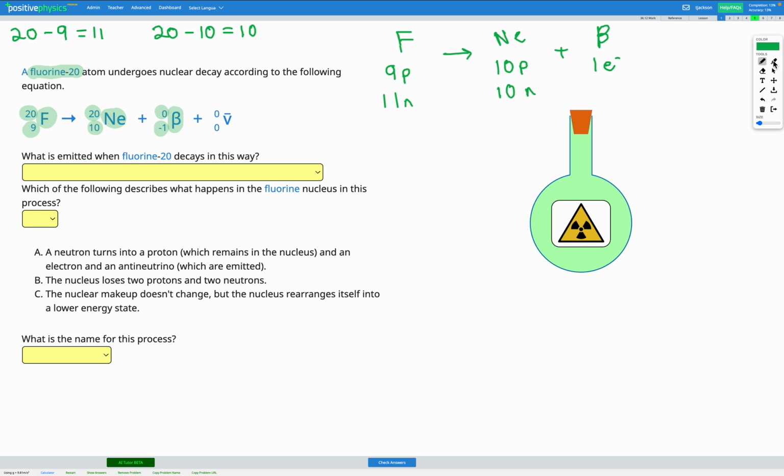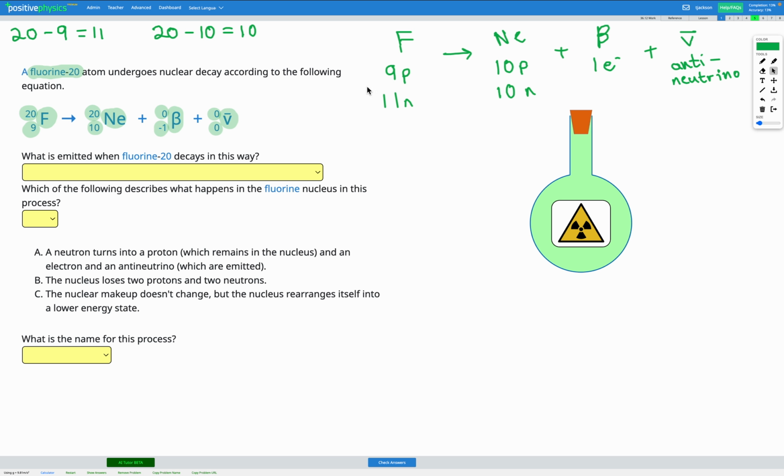We also have this other symbol here, this kind of V symbol with a line on top. That is an anti-neutrino. It has no charge and no mass, and it's just another of the particles that's emitted in this case. All right, so that's what we have emitted in this situation. All right, so let's go ahead and answer our questions.